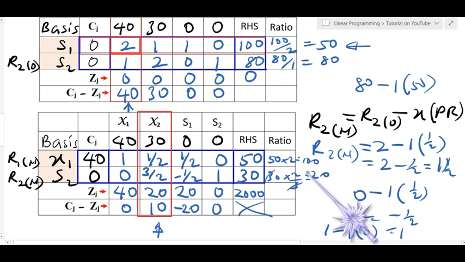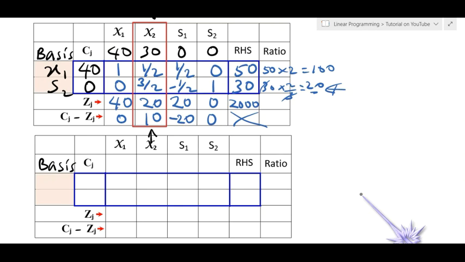The first one is 100, isn't it? This is 100, this is 20, and the least value there is 20. Therefore, this variable here is leaving the basis. This is the pivot element, which means S2 is leaving the basis, and X2 is coming into the basis. Yes, we have X2 coming into the basis and S2 leaving the basis. Then we'll carry out our next iteration.